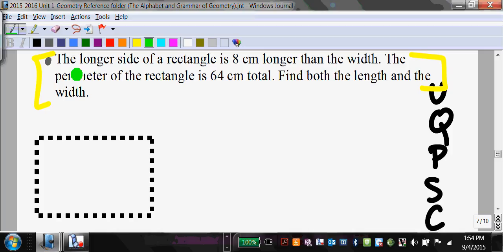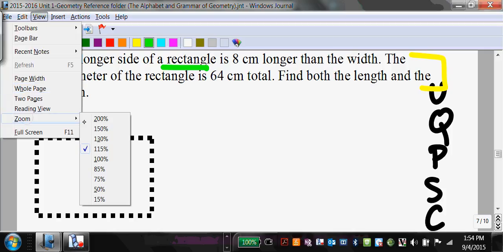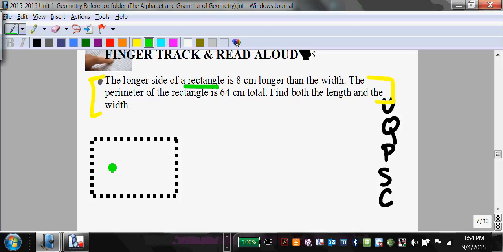Ready? So let's underline keywords. One, we've got a rectangle going on here. And that rectangle, the length, the longer side, equals 8 feet longer than the width. Do you see what I'm doing here? Then I have a perimeter, which is 64 feet.